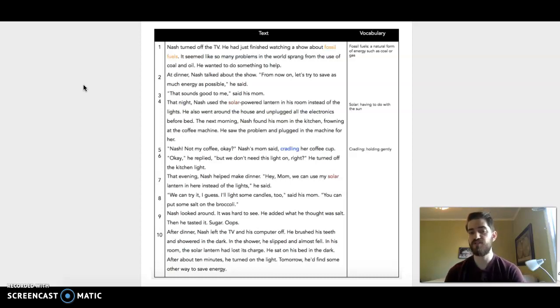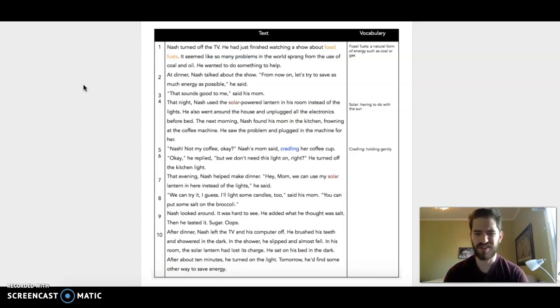The next morning, Nash found his mom in the kitchen, frowning at the coffee machine. He saw the problem and plugged in the machine for her. Nash, not my coffee, okay? Nash's mom said, cradling her coffee cup. Okay, he replied, but we don't need this light on, right? He turned off the kitchen light. That evening, Nash helped make dinner. Hey Mom, can we use my solar lantern in here instead of the lights? He said. We can try it, I guess. I'll light some candles too, said his mom. You can put some salt on the broccoli.